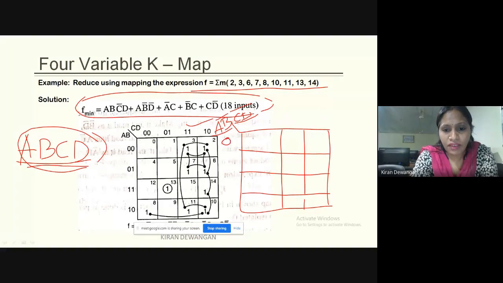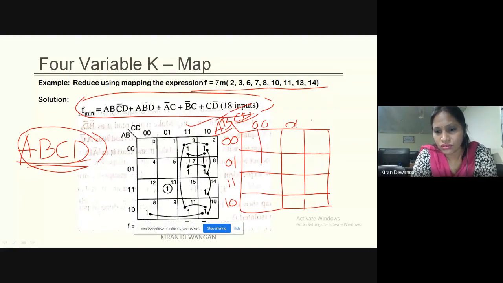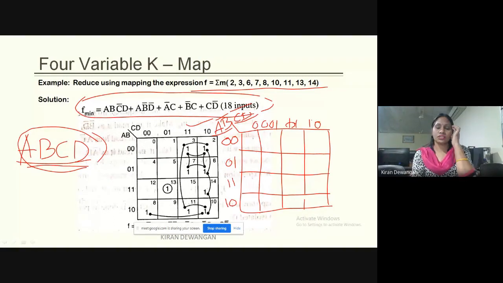So we have the values 0 0, 0 1, 1 1 and 1 0. This side also it is 0 0, 0 1. Sorry, I just forgot to draw. This will be 0 1, 1 1 and 1 0. Clear? So this is how we have our K-map.